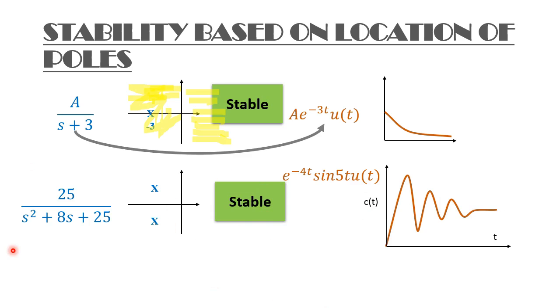So here we can conclude that if all the poles are lying on the left side of the S-plane, the system will be given as a stable system. Now let's see what will happen if the pole lies on the right hand side of this plane, this side. Okay, let's see.